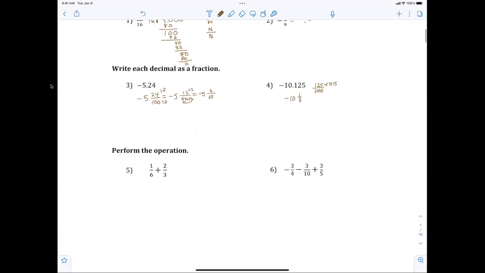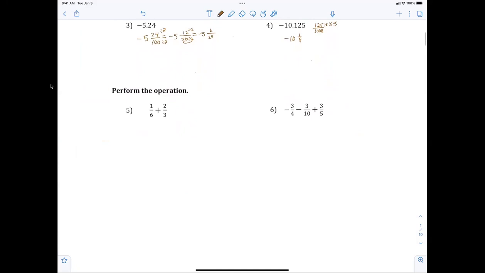Now, I think we've been doing good with operations 5 and 6, but my iPad's giving me a little bit of trouble, so I'm going to reset. I'm going to pause the video and everybody right now do 5 and 6. By the time you're done with 5 and 6, I should have everything back to normal.